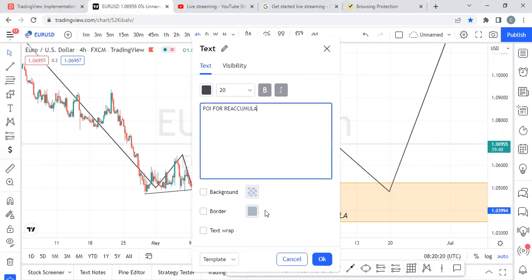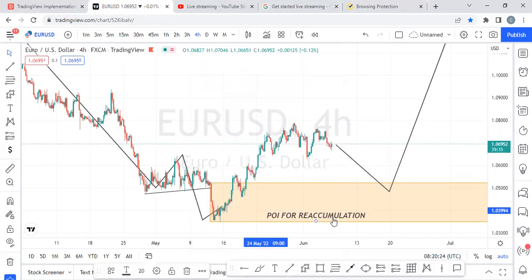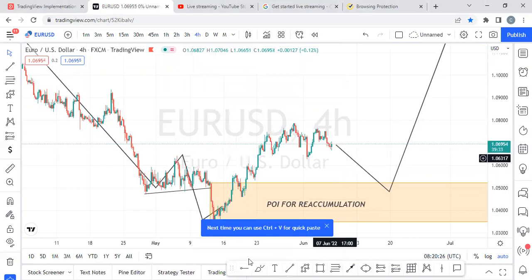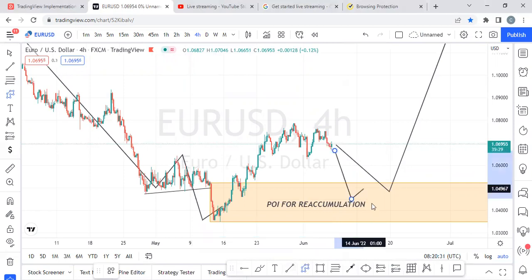Right. So potential level for reaccumulation inside there, right? UI for reaccumulation. Yeah. So I want to see price come into this region and give that bullish break of structure, right? And then we take price higher, right? So that's what I look at the EU.